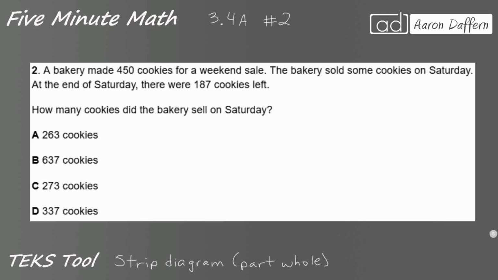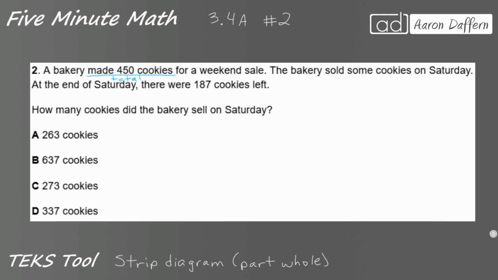So let's take a look at the numbers they give us. A bakery made 450 cookies for a weekend sale. Now, that is the largest number we have, and everything else they're doing is they're selling some and then they're having some left. And so that lets us know that they made 450 cookies. This is our total. You might also call it the whole, and that lets us know we're dealing with a part whole. So that's the total amount of cookies that they made.